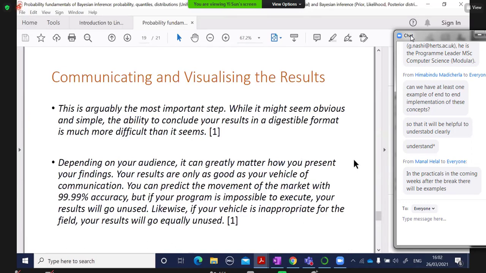So, 5 steps. Do you remember which 5? Number 1, asking an interesting question, obtaining the data, exploring the data, modeling the data, and finally visualizing and communicating the results.